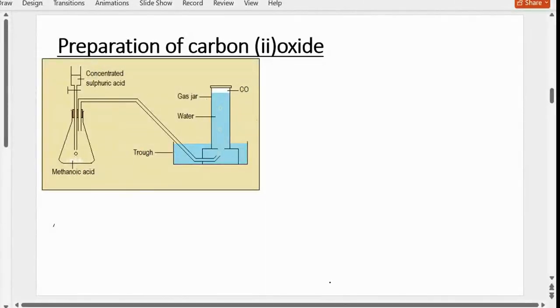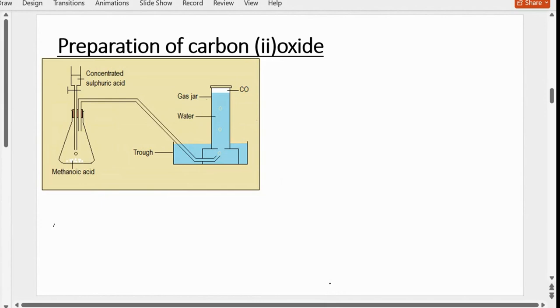Welcome back, learners. Today I'm going to introduce you to preparation of carbon monoxide. Remember, in our previous lesson, we talked about allotropes of carbon, oxides of carbon, preparation of carbon(IV) oxide, and now is preparation of carbon(II) oxide. Carbon(II) oxide can be prepared using different methods.